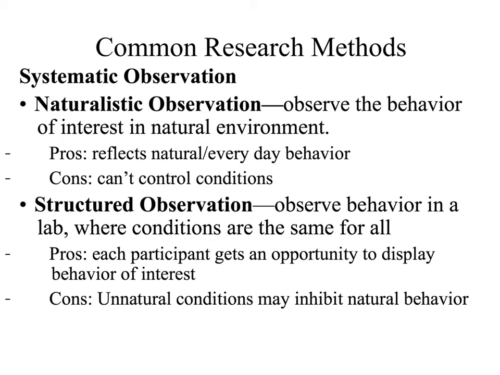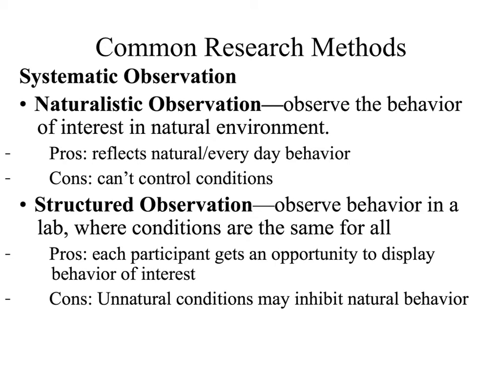You have naturalistic observation and structured. Naturalistic observation is basically observing an individual in a natural environment. Again, a child at a playground. The pro of that is that it could really show us everyday behavior as it occurs naturally. But the problem with that is that we may not be able to control conditions. For example, if you suspect that the parent is influencing the child's behavior, you cannot ask the parent to leave for an hour to see how the child's behavior would change.